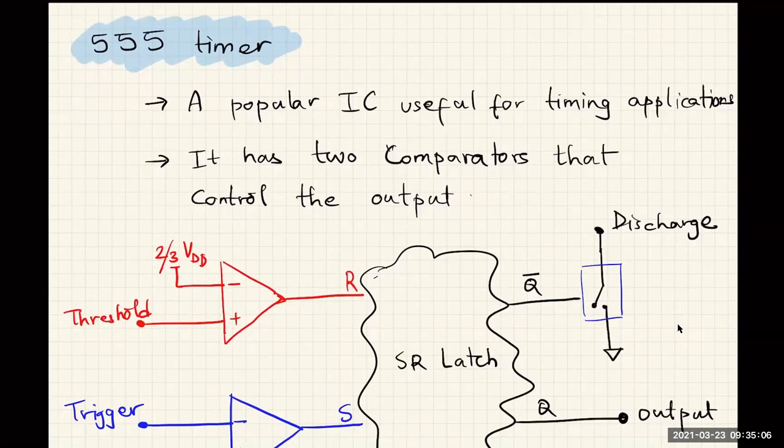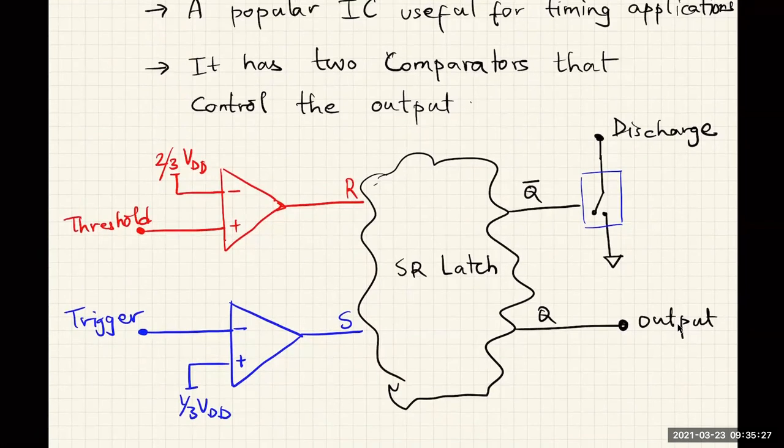In this lab, we'll also get introduced to this practical circuit called the 555 timer. It is an integrated circuit that's very popular in making timing applications. What you have to understand about the 555 timer is that it has two comparators that control its output. We've learned what a comparator is in lab 8. A comparator is a block that compares two voltages and spits out either a high or low voltage. So in a 555 timer, we have two of these comparators.